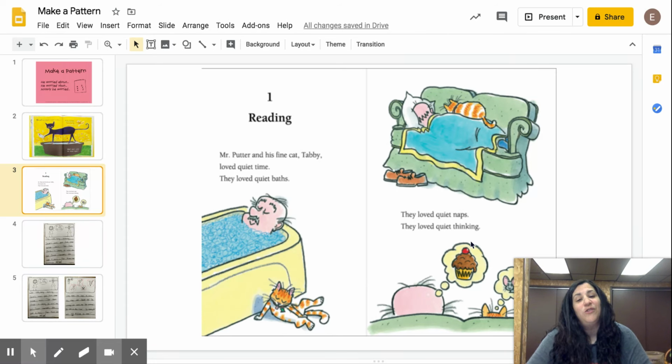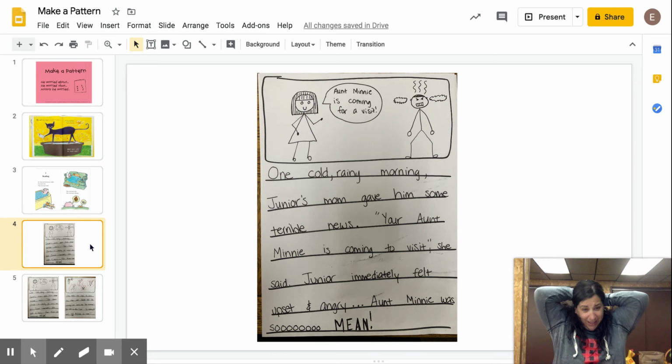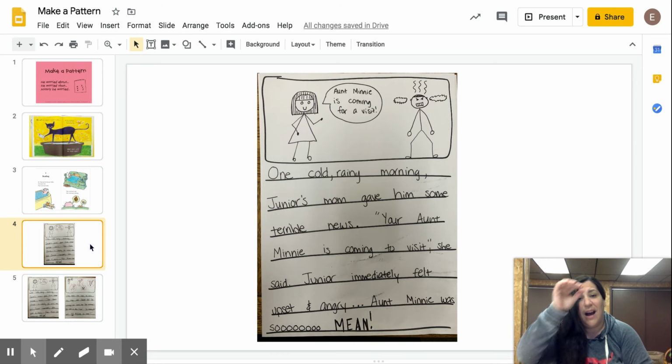All right, first grade writers, now it's our turn to see if we can do what these authors did and make patterns in our writing. So I want to show you guys, if you remember last week, I think it was on Thursday, I started a new Junior book about Aunt Minnie coming for a visit. And I used this as an example to show details in my picture and how the character was feeling in the pictures. You guys remember?